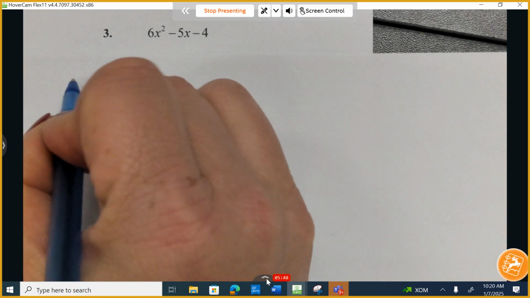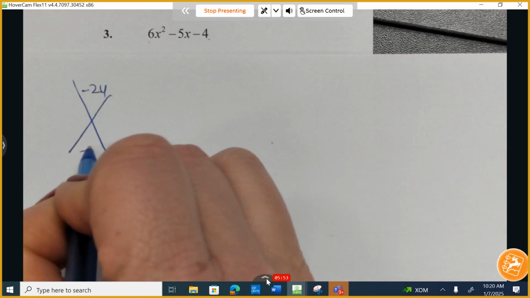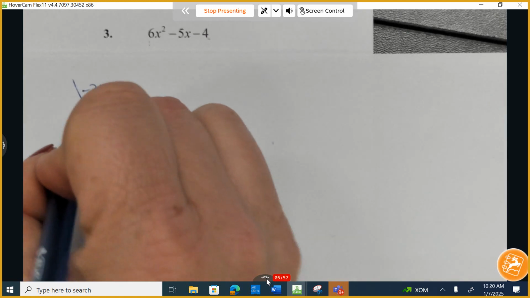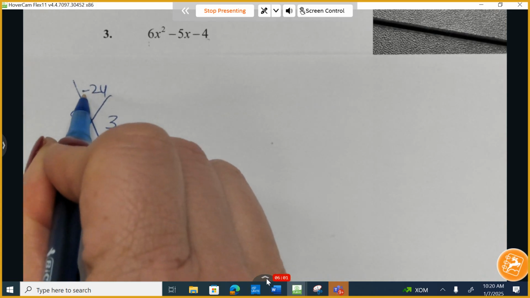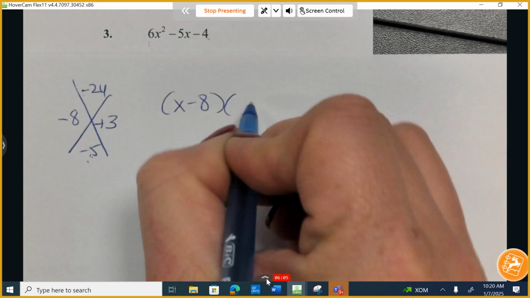So I'm going to start off right now, and I'm going to go 6 times negative 4 is negative 24. What multiplies to equal negative 24 and combines to give us a negative 5? That's 8 and 3. The larger of the two numbers, because they're different signs, has to be negative. So the first step is 8x minus 8 and x plus 3.